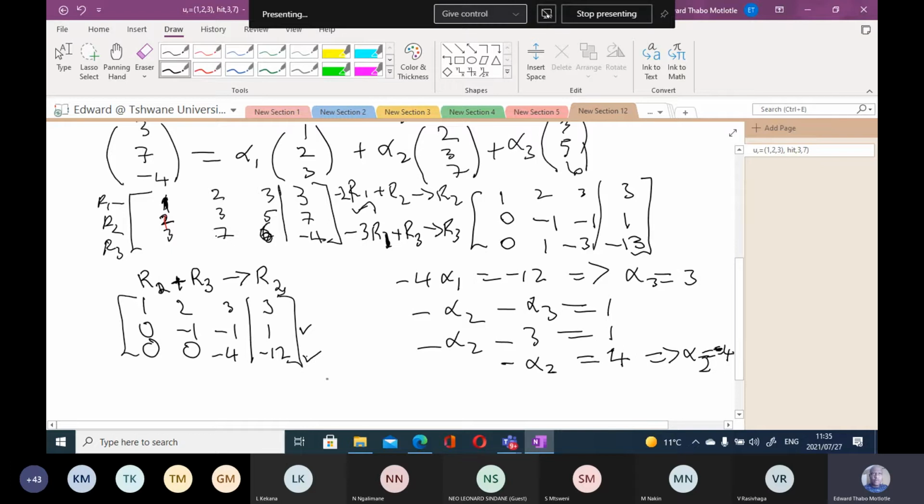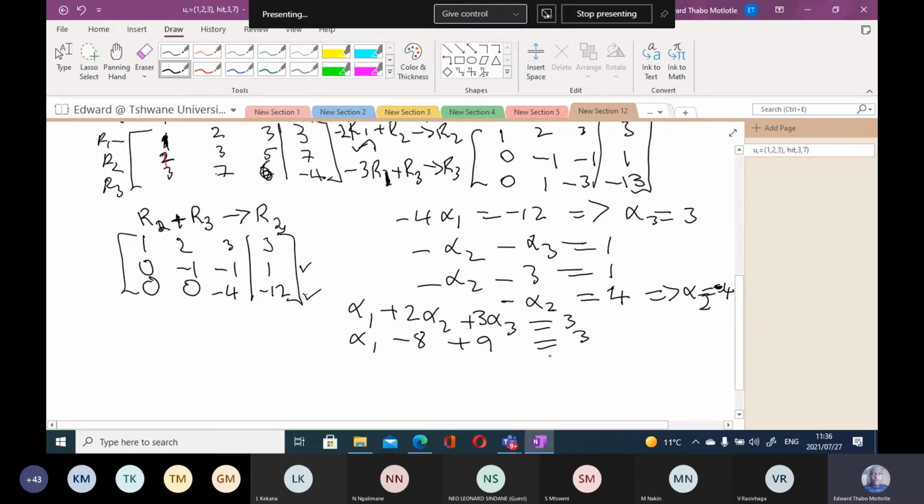Now you are remaining with alpha 1. Alpha 1 plus 2 alpha 2 plus alpha 3 is equals to 3. You substitute these two. So alpha 1, so if you substitute alpha 2 here, this gives you minus 8. And if you substitute alpha 3, this is 3 here. Alpha 3 here, which is 3, this will be 9. So this is 3. So this means your alpha 1 is equals to, so this will be positive 1. So alpha 1 is equals to 2. Okay, now what does that mean?